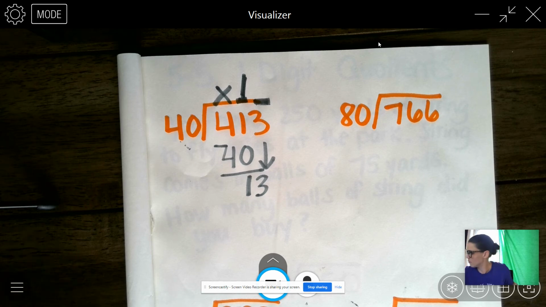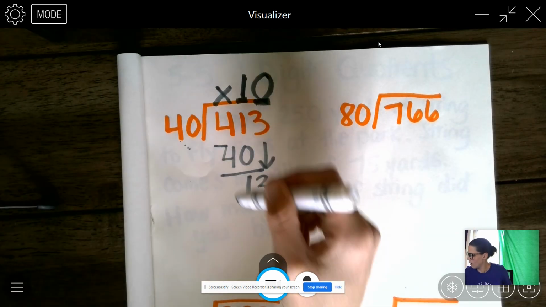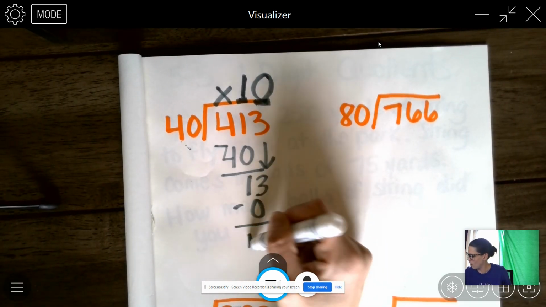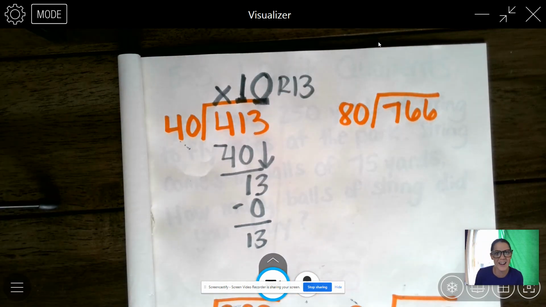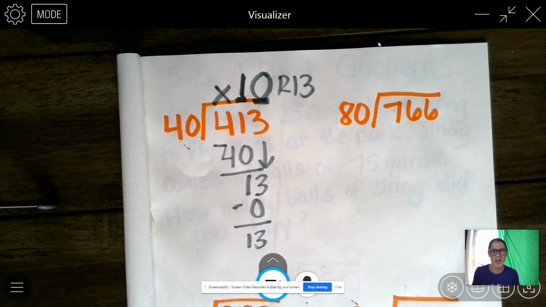So if 40 can't fit into 13, what do I put up in my quotient? A 0. And I would have a remainder of 13. My answer would be 10 remainder 13.